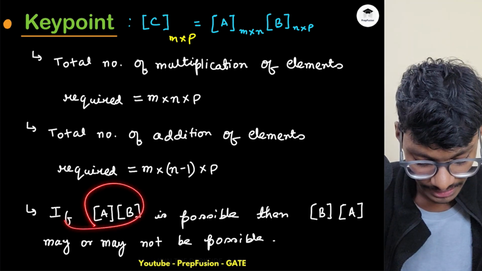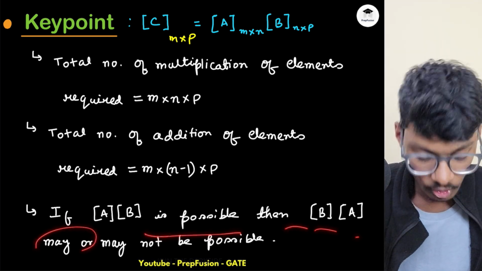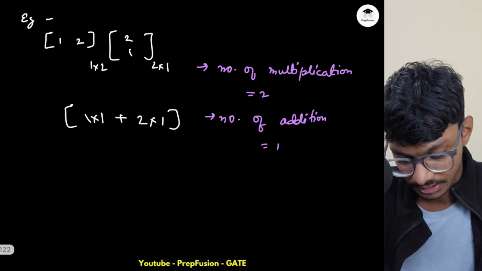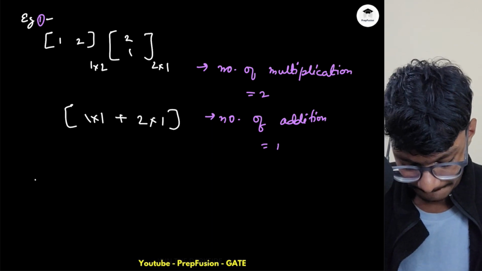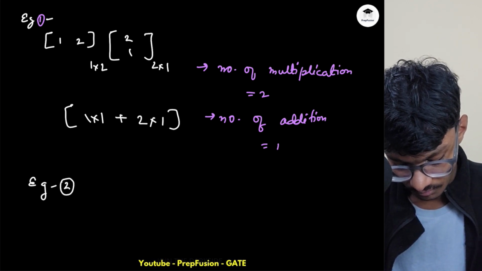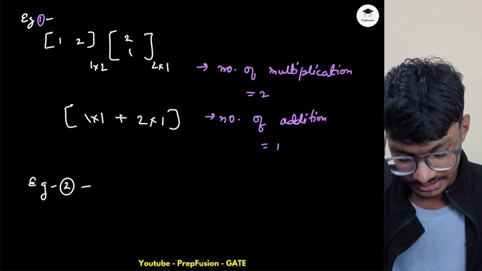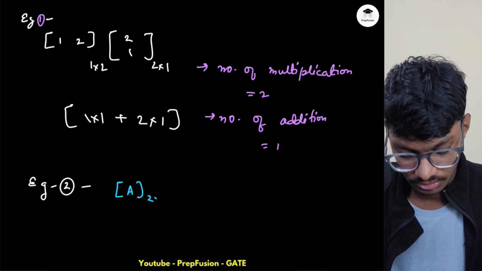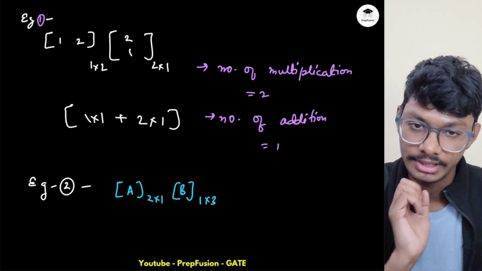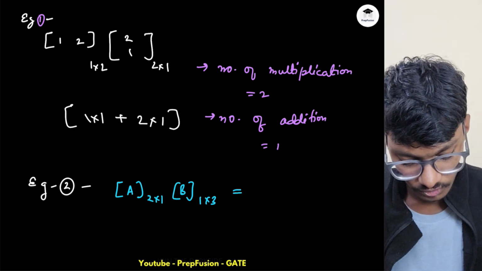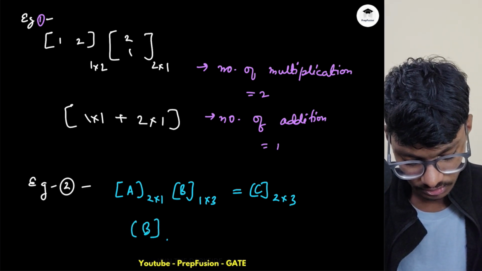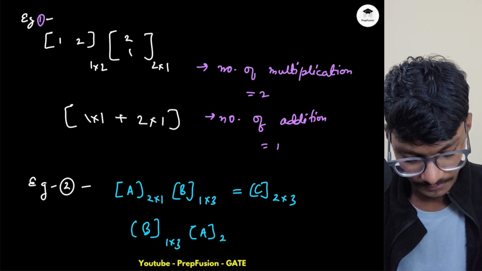Now if A times B is possible, then B times A may or may not be possible. What I mean by this: let's say I take another example, this is the first example and this is the second example. In this second example, my A is 2 cross 1 and B is 1 cross 3. So A times B is possible, the multiplication of A and B gives a C matrix which will be 2 cross 3. Now, is B cross A possible? It is not possible, right?